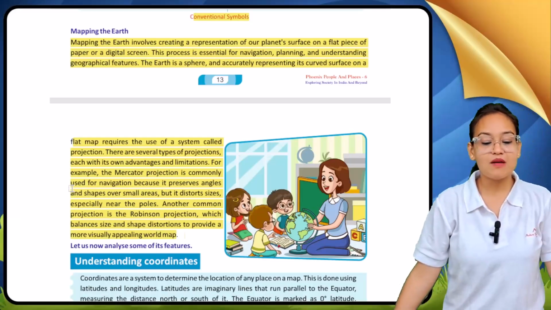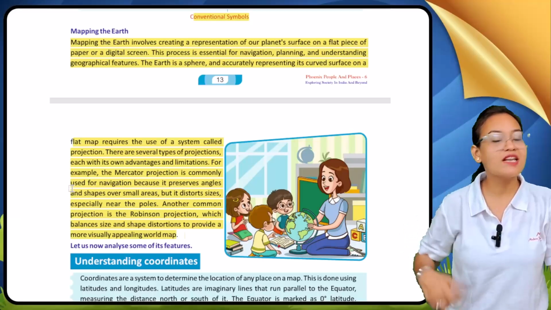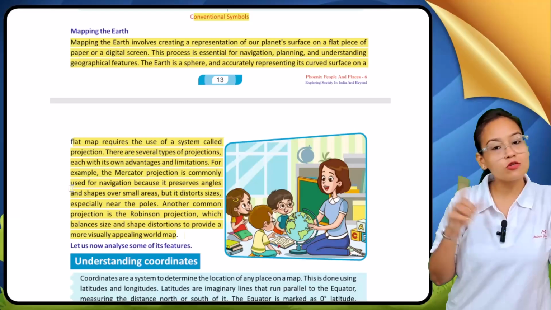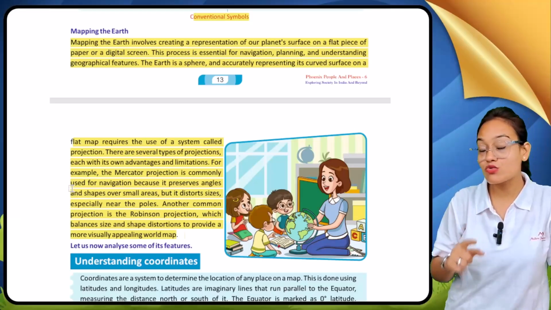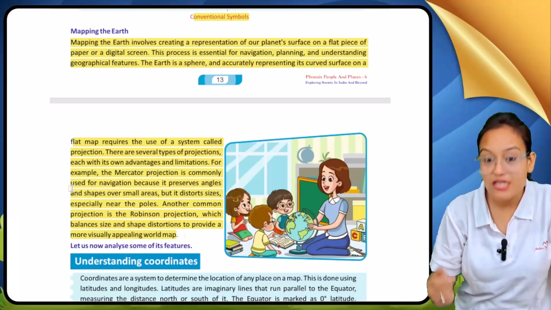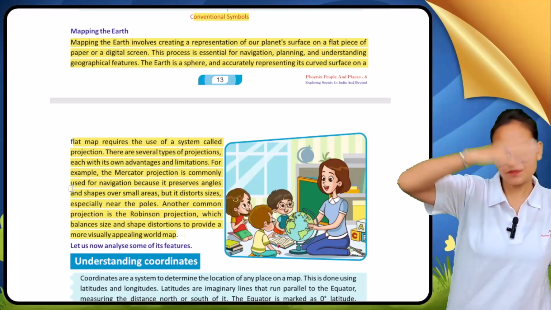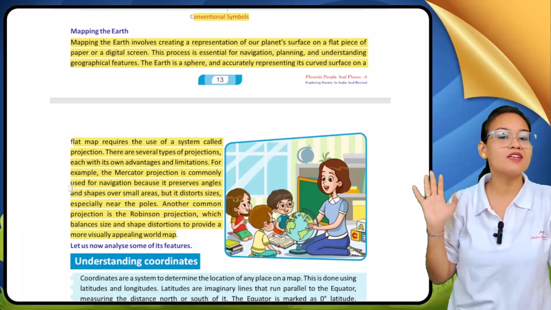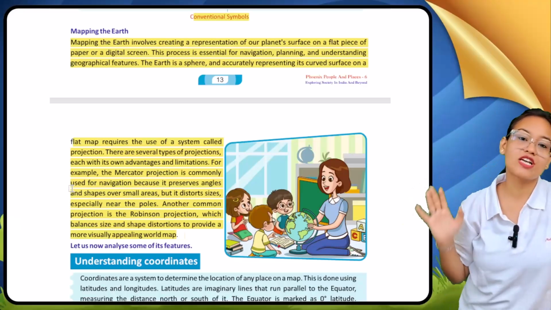But it distorts sizes, especially near the poles. But see, Mercator projections are very useful throughout the world. That's why it is used for navigational purposes. But when we go towards the areas located in our polar regions, maybe the north pole or maybe the south pole, the Mercator projection has some limits.